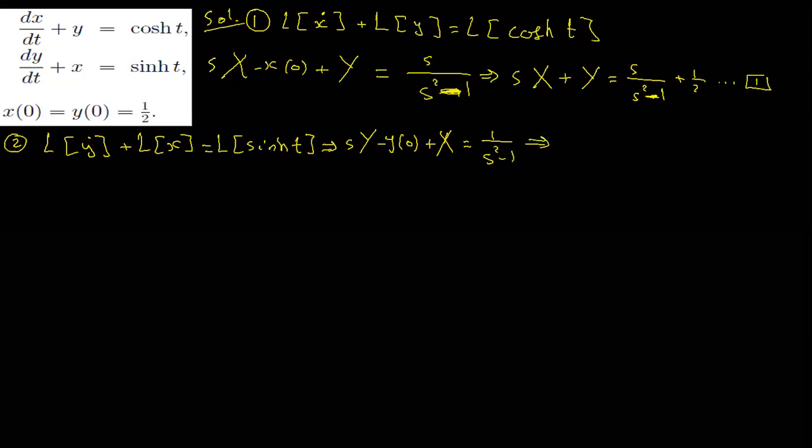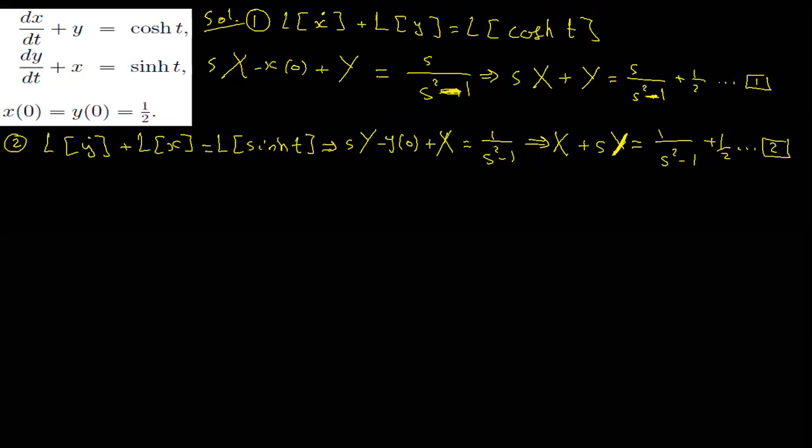Now let me write this equation as the following. I'm going to write X first plus sY equal, and I'm going to move the negative y0 to be half. So it is 1 over s squared minus 1 plus half. This is my second equation with the unknowns X capital and Y capital. This, it is y, not x. Okay, this is y. Now you have two algebraic equations with two unknowns, X capital and Y capital.